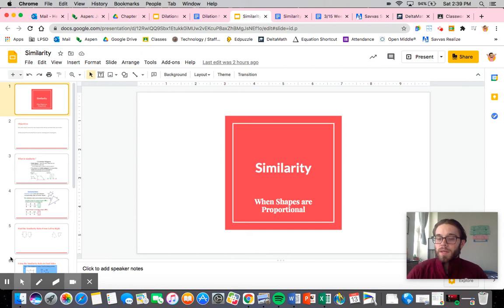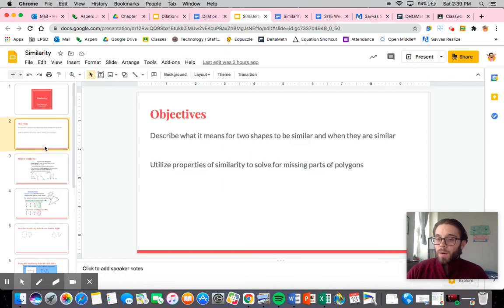Hi everyone, just wanted to take a minute to talk a little bit about similarity. Similarity is going to relate really closely to what we were talking about in regards to proportions, and we're going to be able to use what we were learning about with proportions to solve some problems in relation to similar figures. So our goal of the day is to really determine what it means for two shapes to be similar, and then figure out when they are similar.